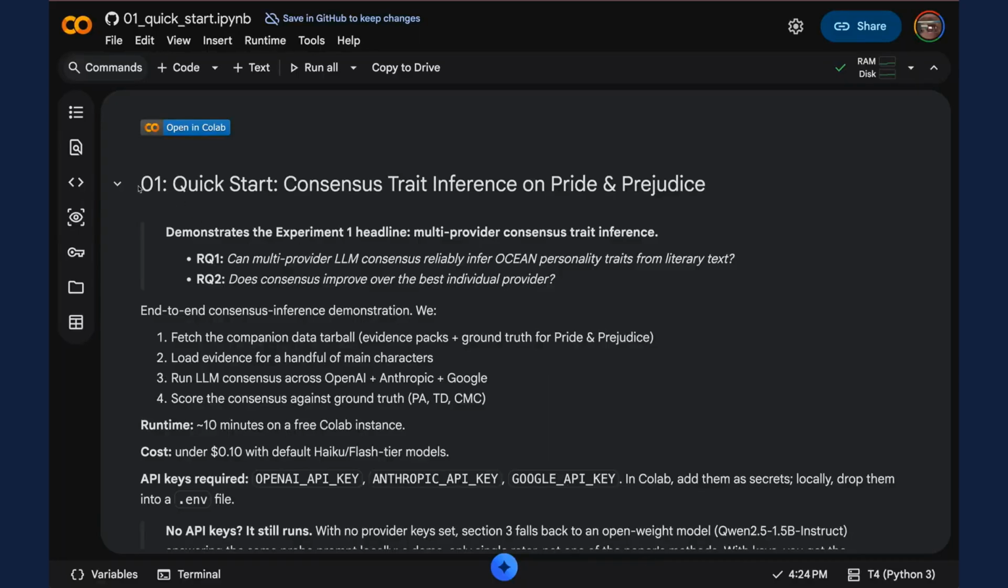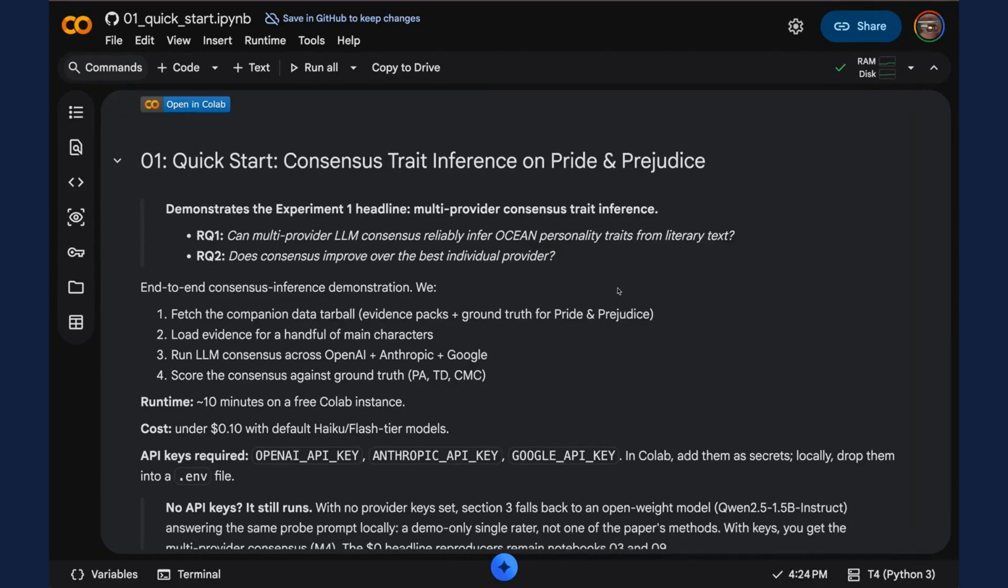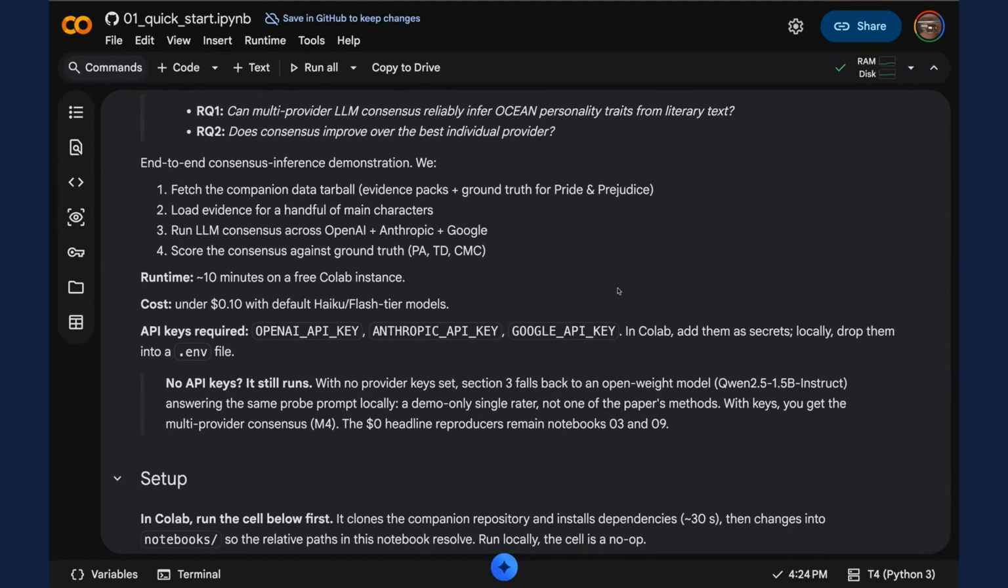This is Notebook 1, the quick start. It runs the Experiment 1 headline end to end. Multi-provider consensus trait inference on Pride and Prejudice. 2 research questions. Can a consensus of LLMs infer ocean factors from literary text? And does consensus improve over the best single provider? Runtime is about 10 minutes on a free Colab instance, under 10 cents with the default models.